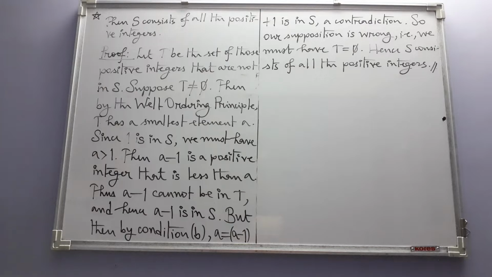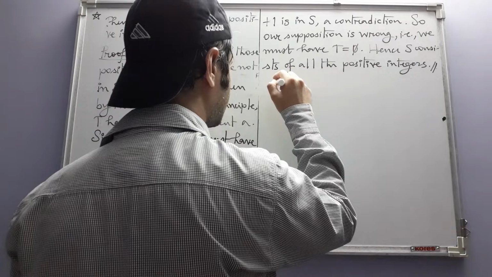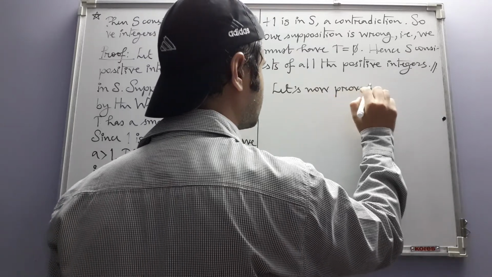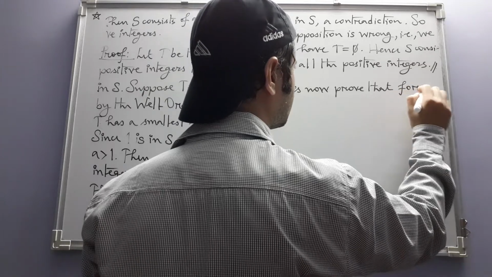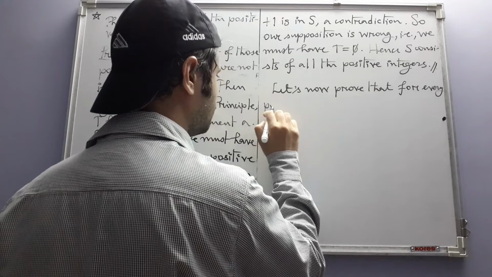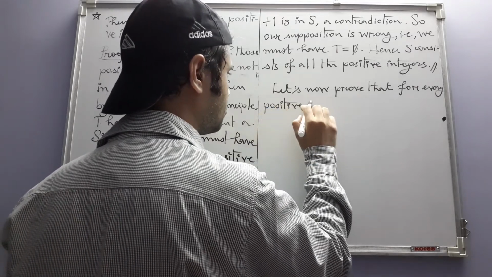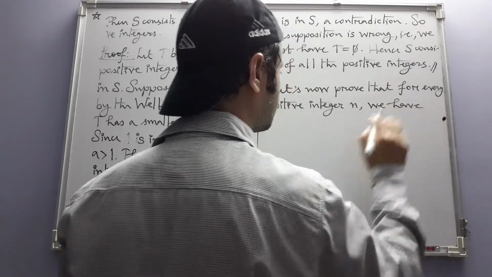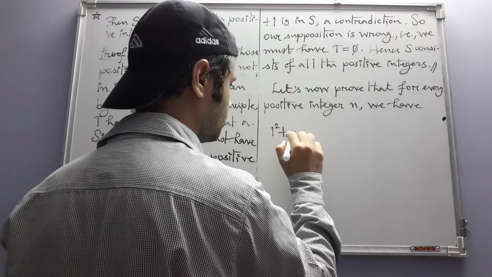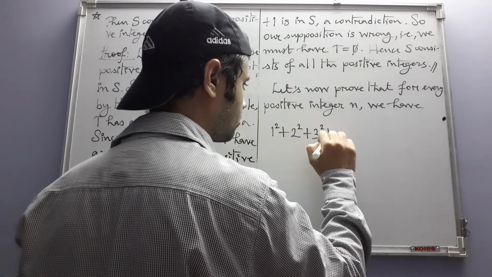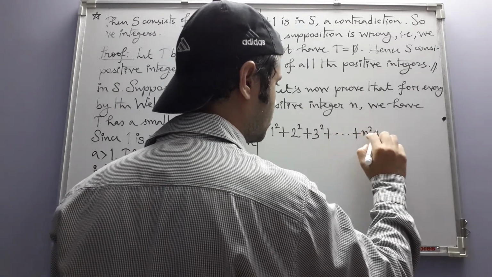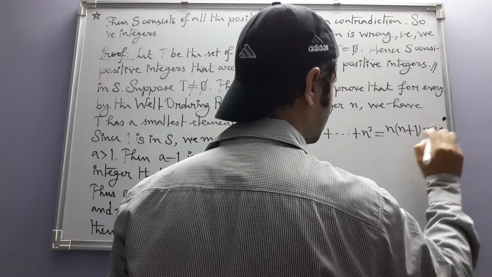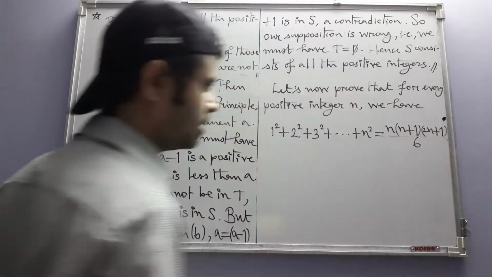using this principle, let us prove a statement about positive integers. That for every positive integer n, the sum of squares up to n squared is equal to n times n plus 1 times 2n plus 1 divided by 6.